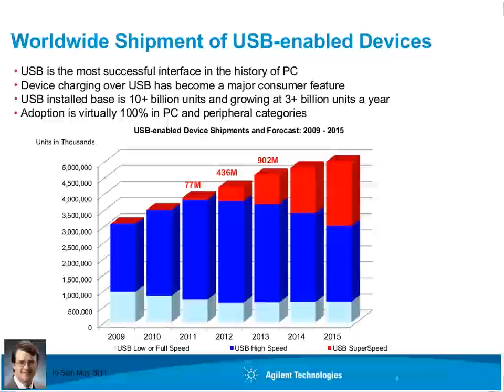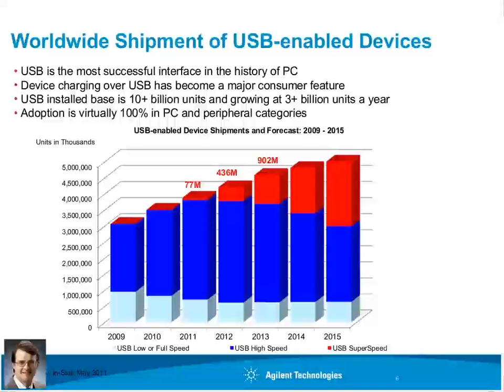USB in general is most widely recognized as the most successful interface in the history of the PC. Every PC and most portable and consumer electronics devices include USB technology. It has a huge install base of over 10 billion units and is growing at an astonishing rate of 3 billion units a year. Adoption, as I said, is virtually 100% in PC and peripheral categories. And really, in 2012, we're going to see the adoption rate take off.